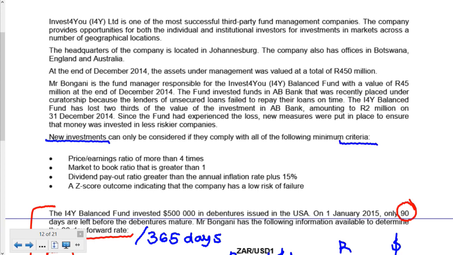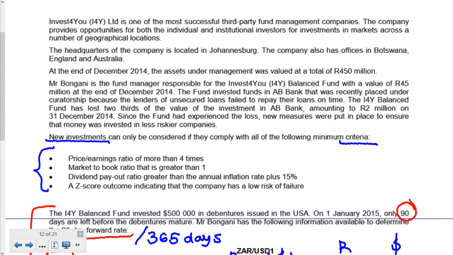So one of the policies of this investment company, Invest for You, is that new investments have to meet these criteria. The first criteria is the PE ratio, price to earnings. I like to work per share, so it's share price over earnings per share, right? It must be more than 4 times.